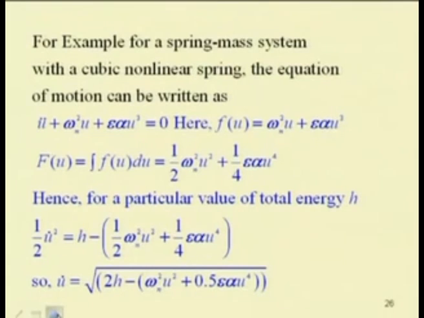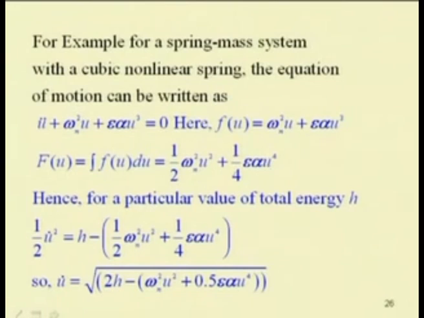In this case, for example, let us take the spring mass system. I can write u double dot plus omega n square u plus epsilon alpha u cube equal to 0. Here f(u) will be equal to omega n square u plus epsilon alpha u cube. Then by integrating this, I can find capital F(u), the potential function. The potential function becomes half omega n square u square plus 1 by 4 epsilon alpha u fourth.